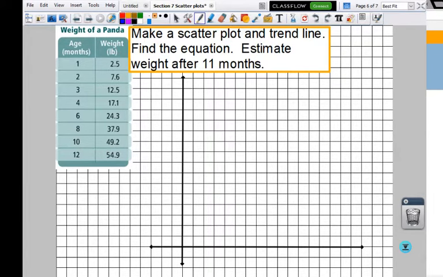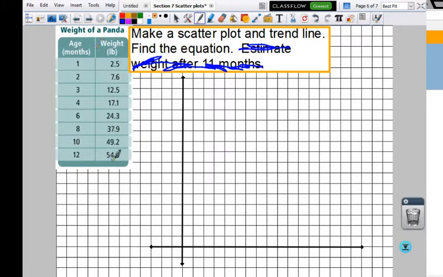Alright, on this next one, do you guys want to do the scatter plot part together, or do you want to do it on your own? I'll get you started, and then you guys are going to finish it off. I'll get you started first.